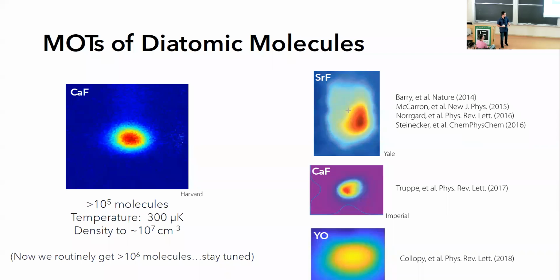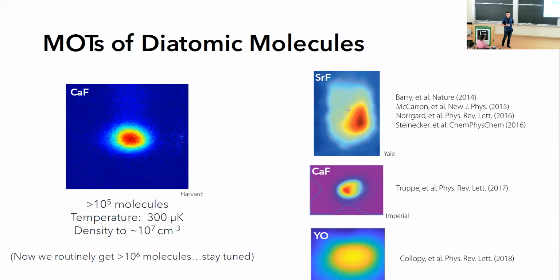And with this, we're able to create a magneto-optical trap that looks not so dissimilar from your atom MOT. But you'll see that the temperatures and densities are significantly lower than you might find in your atomic species. In these early MOTs, we used to get about 10 to the 5 molecules, and now we've upgraded this to get well over a few million molecules on a regular day. Now, you might ask, why is this temperature so hot?